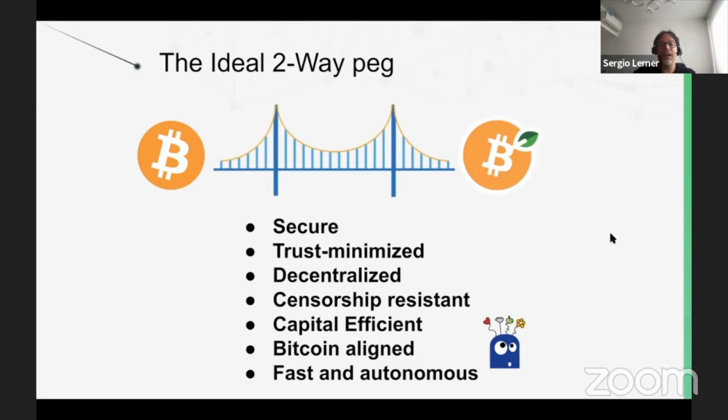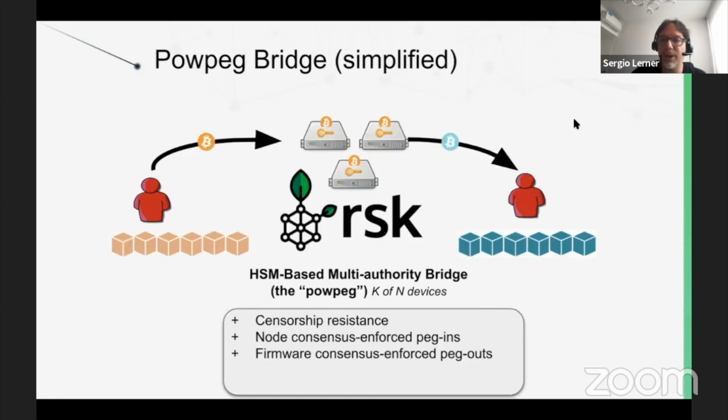So basically, we have to live with the level of expressiveness that Bitcoin allows. So we've built a bridge that is secure, is trust minimized, is censorship resistant, is capital efficient because there is no other collateral. It's Bitcoin aligned. You can have fast and autonomous peg-ins and peg-outs, but obviously we cannot make it fully decentralized until we get the drivechain implemented in Bitcoin itself. So this is how the bridge looks like.